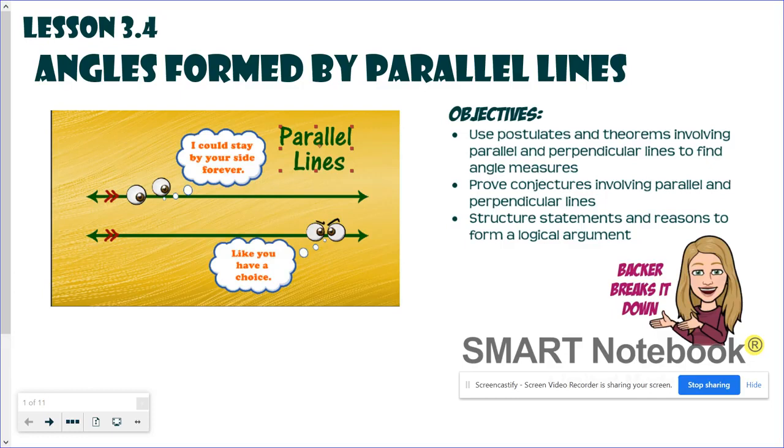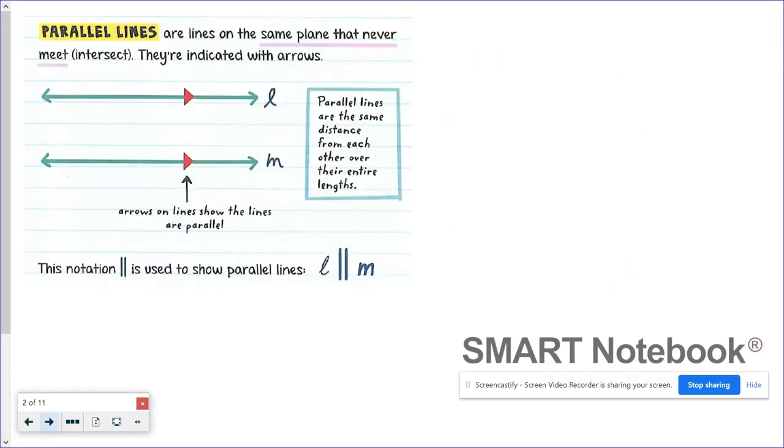In this episode, we're going to look at angles formed by parallel lines. Parallel lines are lines in the same plane that will never intersect. Whenever you see these arrows on a line in a diagram, those arrows indicate that the two lines are parallel. And this is the notation that we use when we want to say that two lines are parallel to each other, okay?